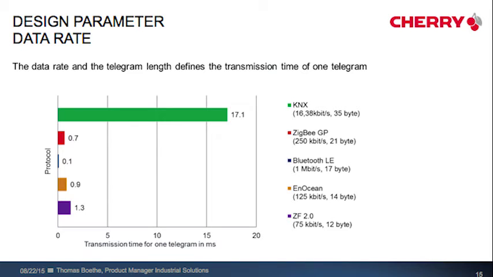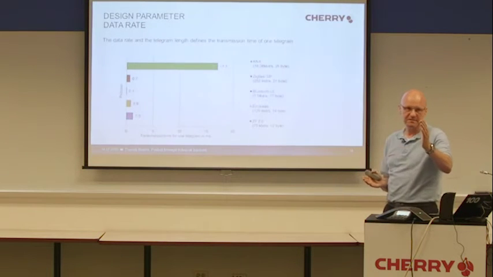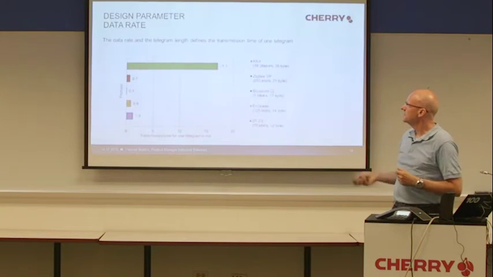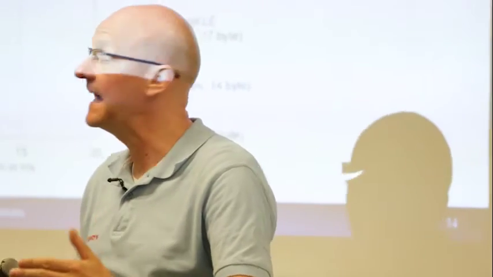And on slide 14, you see the data rate and the telegram length. Remember, different protocols have different telegram lengths. The data rate is the speed of the data, and the telegram length is the length of the word, which defines the transmission time of one telegram. So if I want to transmit one telegram, it's defined by data rate and by telegram length.